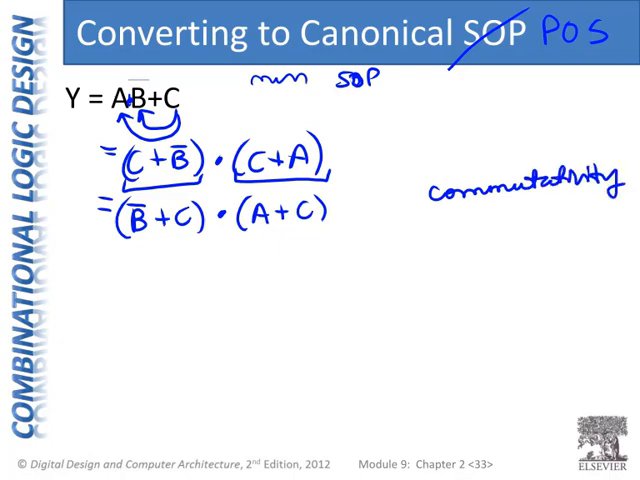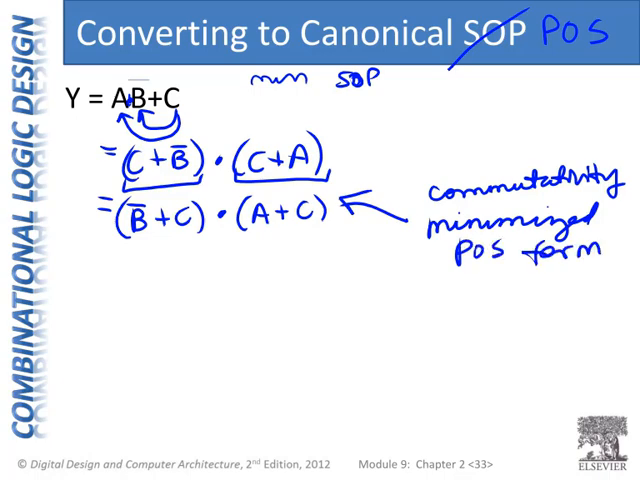And this would be, in fact, the minimized POS form. So that's another way that I can convert from sum of products to product of sums, is to use distributivity or factoring to convert to our POS form. But now suppose we want to take the next step and convert this to canonical POS form.